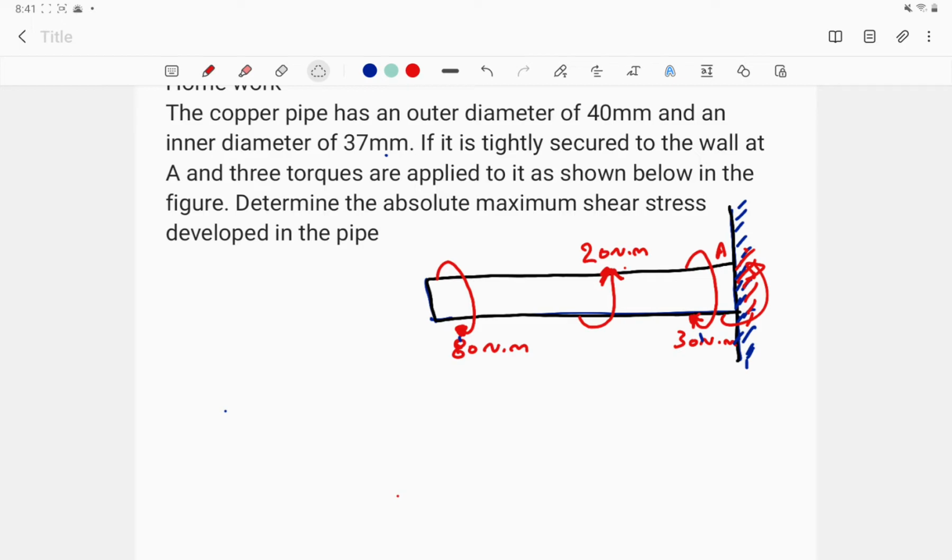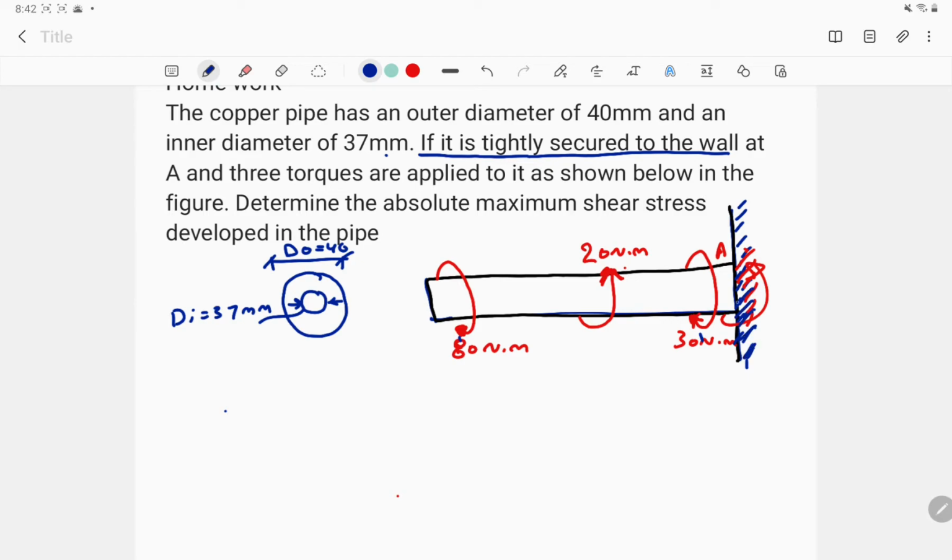So the question says we have a pipe with an outer diameter of 40 millimeter and inner diameter of 37 millimeter. So that means this is the shaft. We have the outside diameter equal to 40, and we have the inside diameter, which is di equal to 37 millimeter. So if it is tightly secured to the wall, that means this pipe is fixed at the last end.